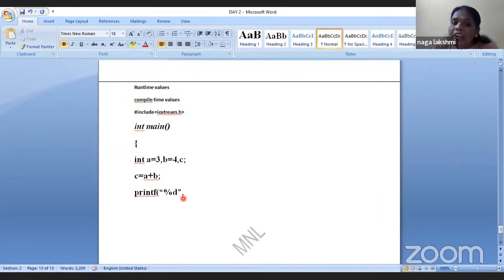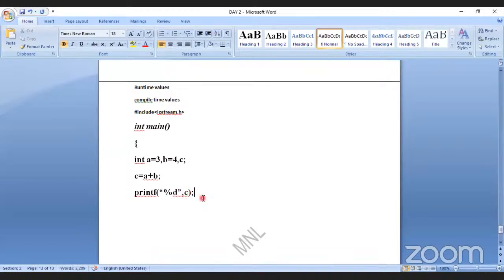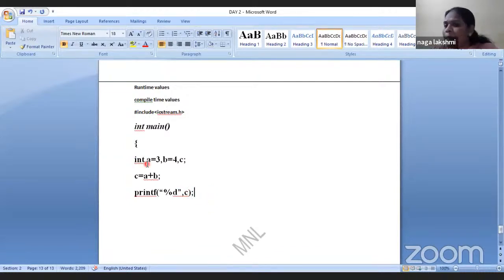Because C is the one who is storing its value. If I want to get the answer, I have to give C here, or not. So I have to give its name, or not? Yes, ma'am. If I give A, it will also execute, but that is not my intention, right? I want to add the two numbers. Addition of two numbers, A equal to 3, B equal to 4, means what? I want only its addition. If I give A, there is no meaning in writing this code.